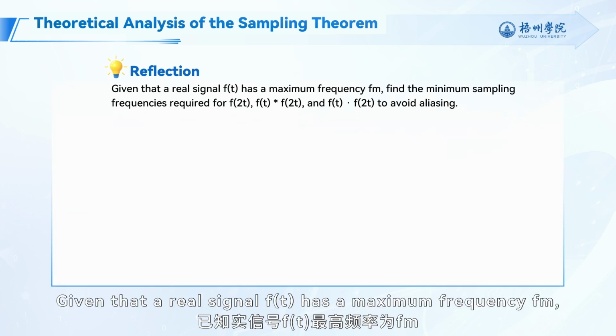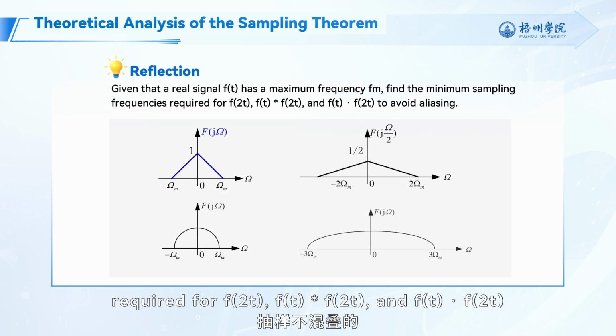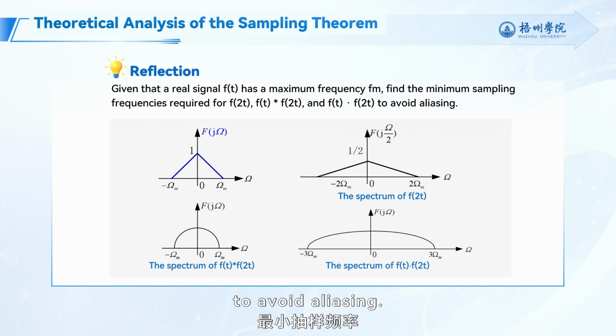Given that a real signal f(t) has a maximum frequency fm, find the minimum sampling frequencies required for f(2t), f(t) convolved with f(2t), and f(t) times f(2t) to avoid aliasing.